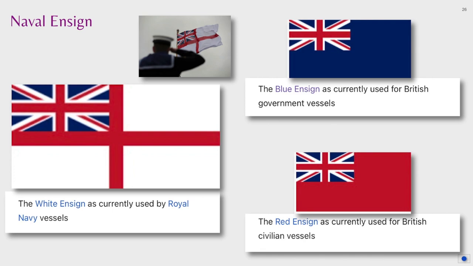Maritime flags are also known as ensigns and are flown at the rear of a vessel. A jack is smaller and flown from the bow, traditionally. This you might have seen on Mr. Stewart's podium at the Remembrance talk.